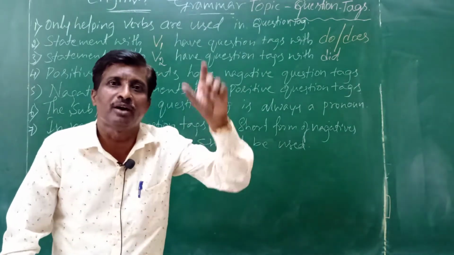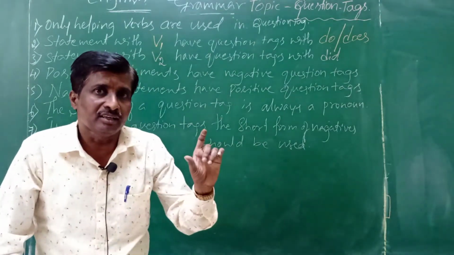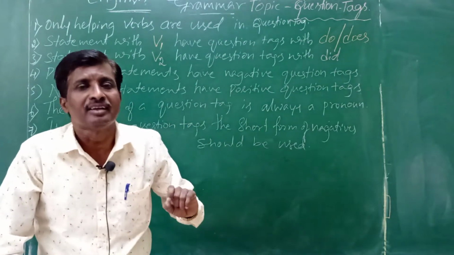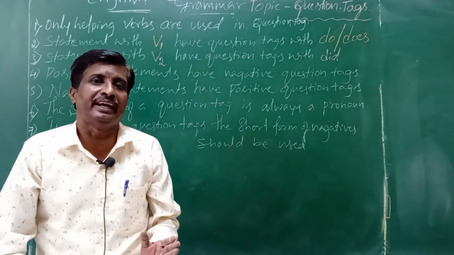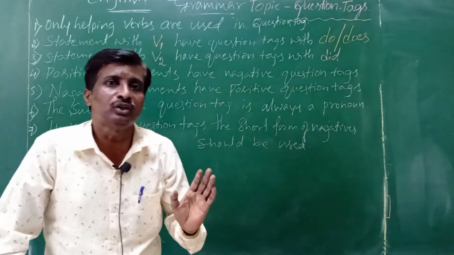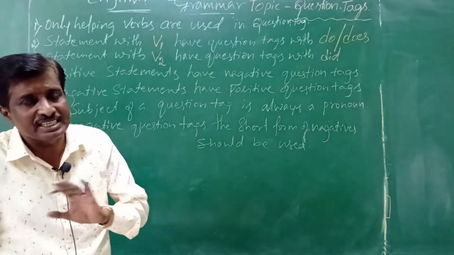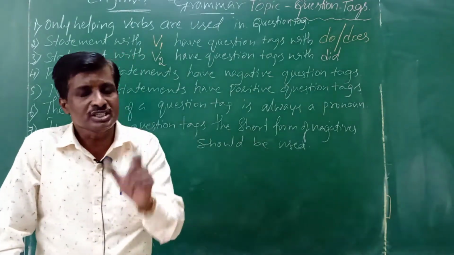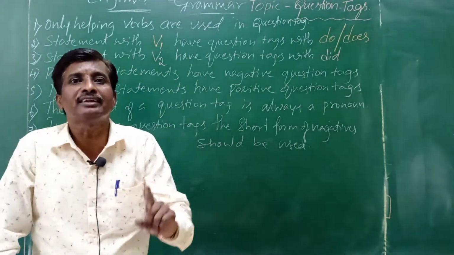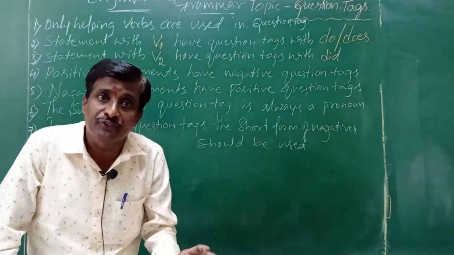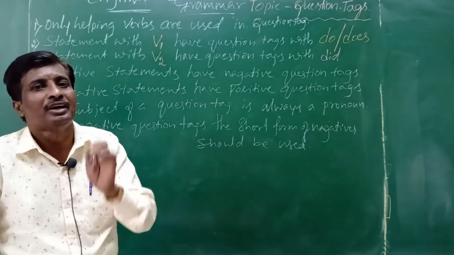The question tag is a short form of question. Add it to a statement. Why should we add the question tag to the statement? Because, listen, we have to confirm the statement that has been made. Here, the definition is clear: question tag is a short form of question added to a statement to confirm the statement that has been made. See, this is the definition of question tag.